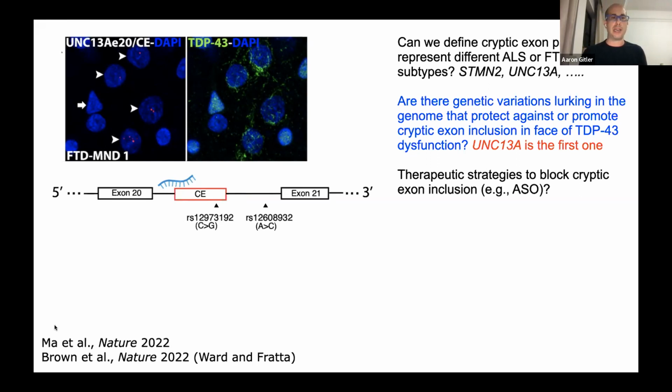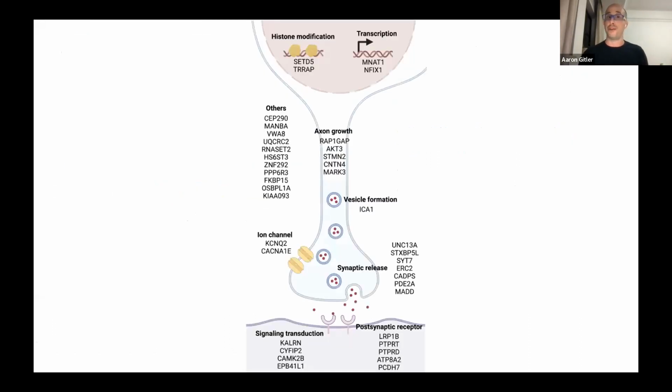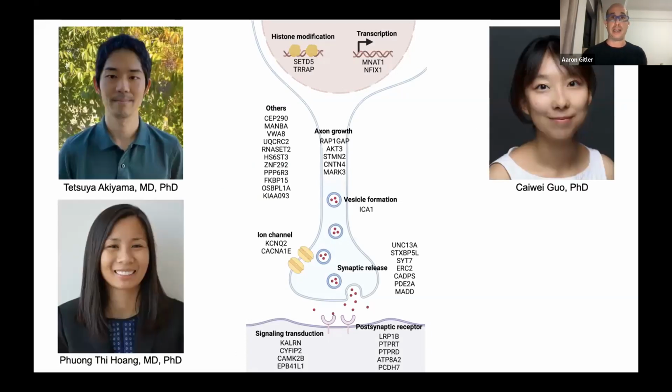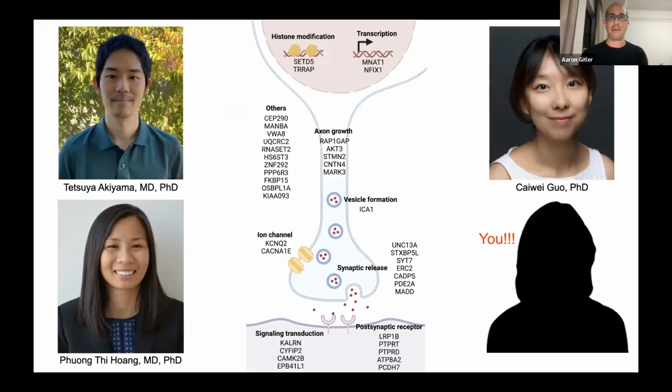We recently published these data simultaneously with work from Michael Ward and Pietro Fratta, who also discovered this simultaneously. We find it notable that many other cryptic splicing targets of TDP-43 are involved in the synapse and in synaptic transmission. We have a team of postdocs tackling some of these other targets. It's a very exciting time in the lab. Hopefully, some of you can join us. There are many exciting projects that have been born out of this.